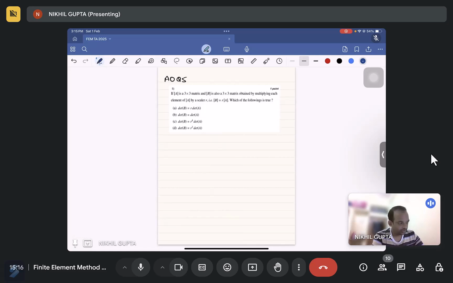So now let's focus on question number 5. What it says: A is a 3 cross 3 matrix, and B is also a 3 cross 3 matrix obtained by multiplying each element of A by a scalar. That is, B is equal to RA. Which of the following is true? So B is given as RA. Now if we see the options which are given, it directly wants us to compute the determinant of matrix B. So how to get it? Anyone wants to give a try?